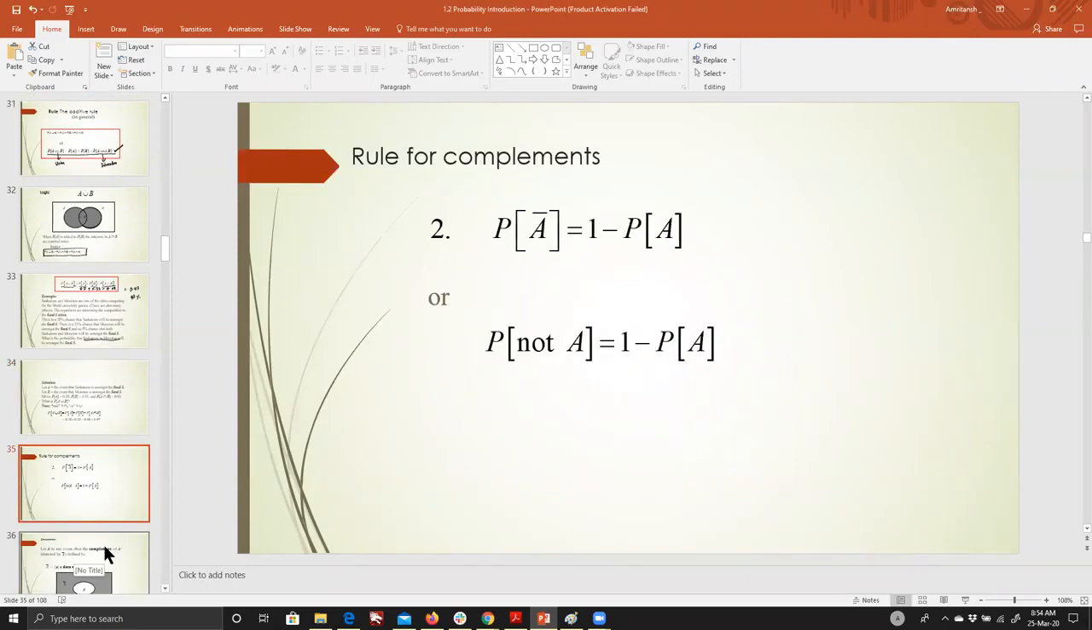Rules for complement, I think I already explained this idea anyways. If any doubt, just ask me, but I think it should be abundantly clear. Probability of A bar is 1 minus probability of A. Why? Why is that?